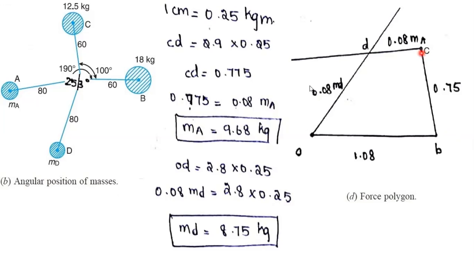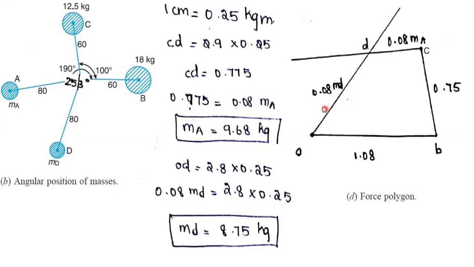Now try to come back to the angular position of masses. That is, this mass D, you know clearly that it's 253 degree. So 253 degree means try to draw a line parallel to the mass D. So this line should be parallel to this line. So try to understand, try to draw a line keeping your scale on the angular position and try to move the scale towards the force polygon and try to draw a line parallel at some certain distance.